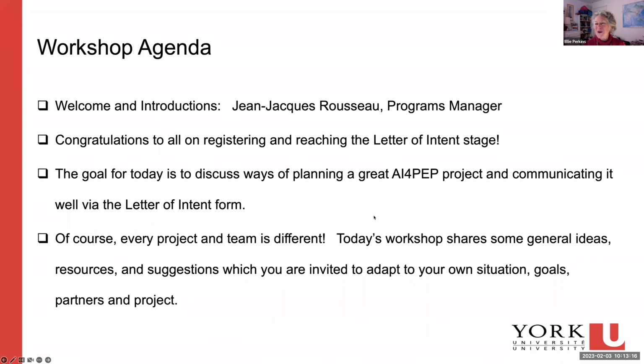The purpose of what we're here for today is to talk about the next stage of the application process for funding, which is the letter of intent.